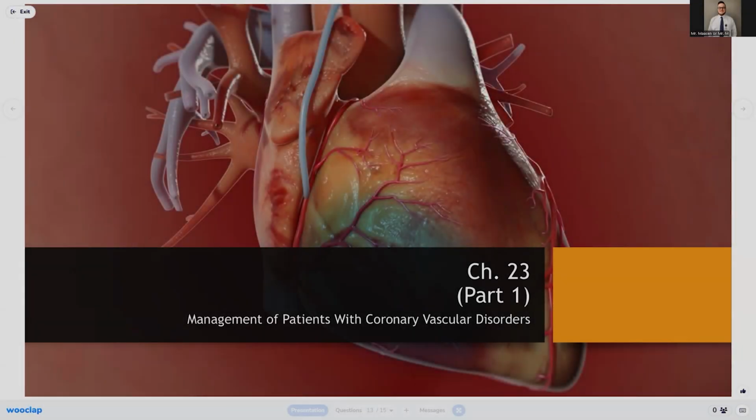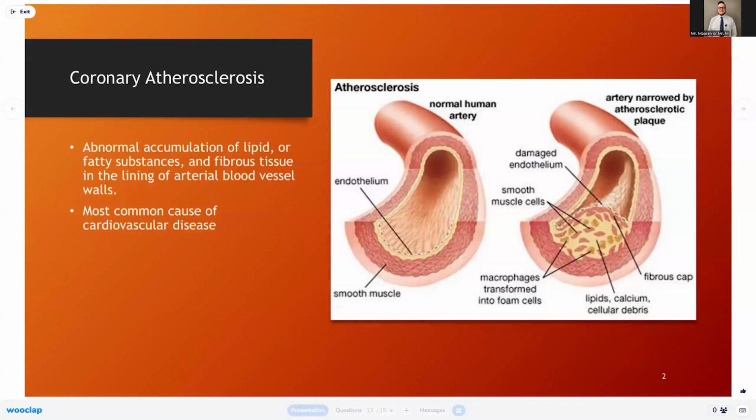All right. Welcome to chapter 23, management of patients with coronary vascular disorders or coronary artery disease. This is a big one. This is where a lot of content from unit 3 comes from. So coronary artery disease mainly is attributed to two major things really: atherosclerosis development and also what's called arteriosclerosis development.